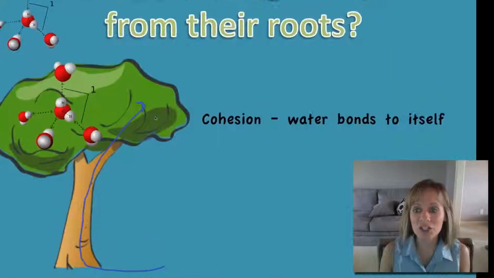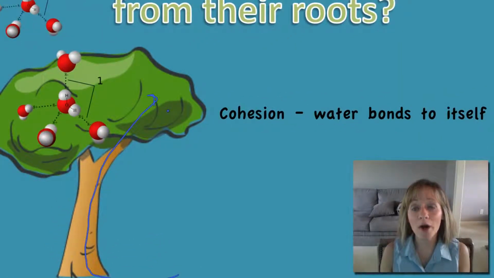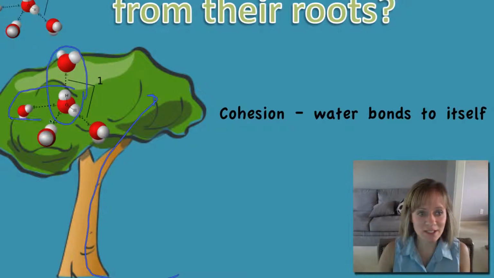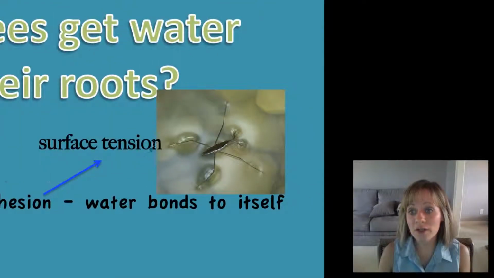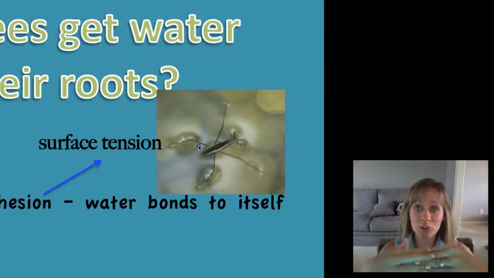The first is cohesion. Cohesion is simply when water bonds to itself. So this right here, water is bonding to itself. This is an example of cohesion. Another example of cohesion you see a lot probably, and it's surface tension. So a water strider can walk on top of the water because of these tight hydrogen bonds between the water molecules, creating a nice surface tension.